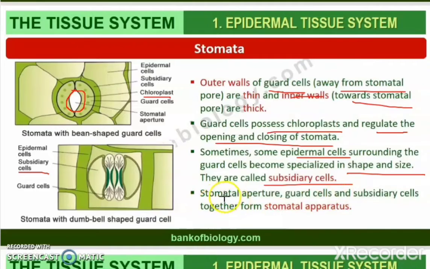Right? And stomatal aperture, guard cells and subsidiary cells together form the stomatal apparatus. The stomatal aperture is the inner pore of the stomata, then the guard cells and the subsidiary cells together form the stomatal apparatus. Okay, clear with this, children? Now let us move on to the next one.